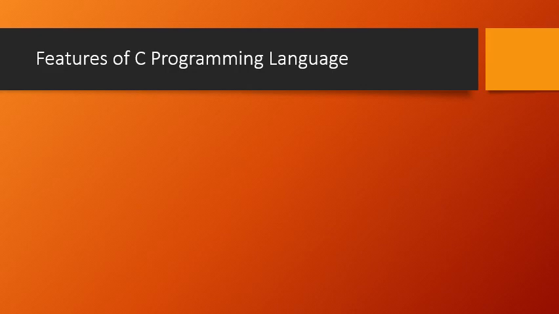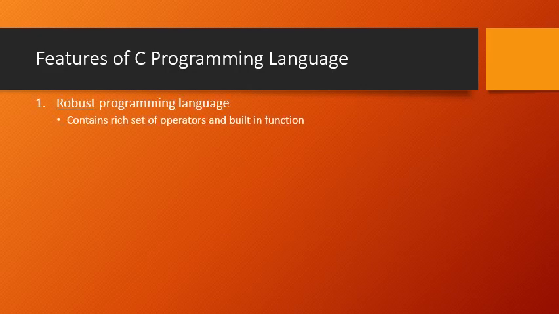So what are the features of the C programming language? Here I am going to deal with only the main features. The first one is robust. Robust means a wide range of things. Basically, the C programming language contains a very rich set of operators and built-in functions. There is another concept called functions. This is more related to what we discussed earlier, that is procedure oriented. A function can sometimes be called a procedure also. So C programming has its own functions, which we call built-in functions.